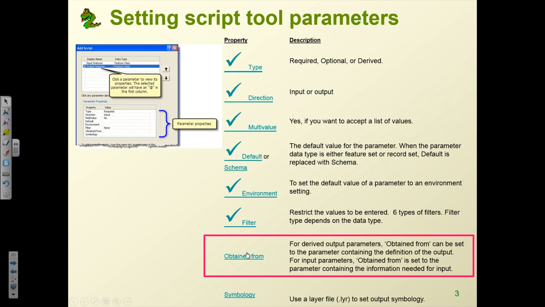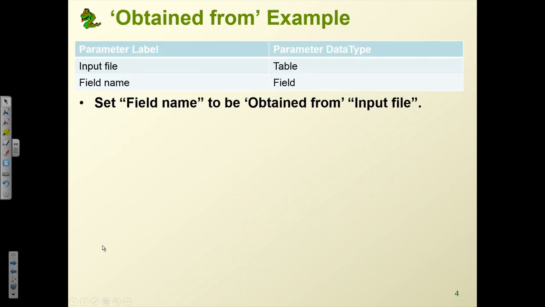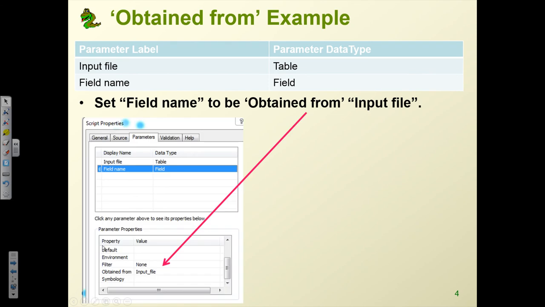And obtain from is a property that you can set that will allow you to derive information from one of the other parameters the user inputs. The user inputs a shapefile for parameter number 0. You can use the projection from that shapefile that they've entered to set the projection for parameter number 1. Or the example that I have on this slide is you can use obtain from to get field names from an input feature class or a table.